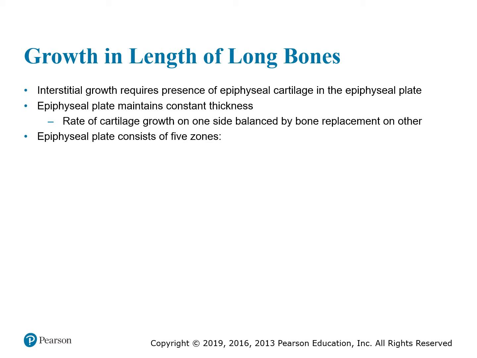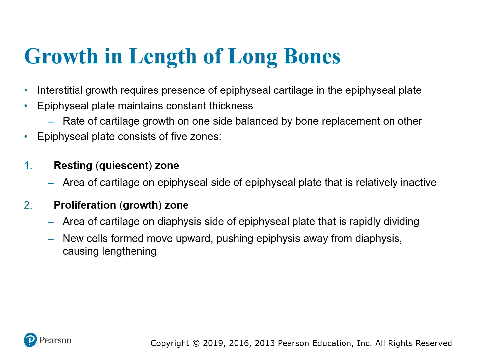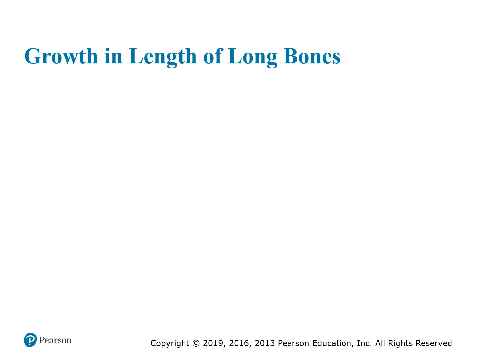And so the epiphyseal plate consists of 5 zones, which we'll see in the next slide, or 2 slides from now. One zone is the resting zone, and this is an area of cartilage that's relatively inactive. So there's not any kind of growth or matrix production going on in this zone. In the second zone, you've got what's called the proliferation or growth zone. And so this is, again, sort of on the leading edge of the epiphyseal plate. And this is an area of cartilage that has cells that are rapidly dividing. Now, as these cells move upward, they're actually going to push the epiphyses away from the diaphysis, and this is what causes lengthening of the bone.